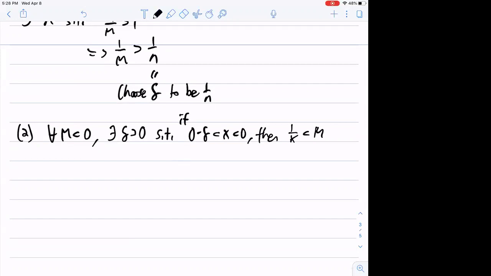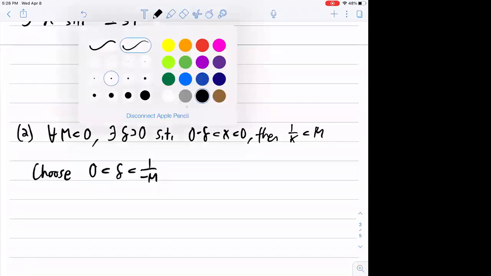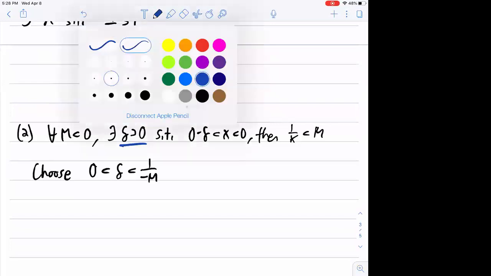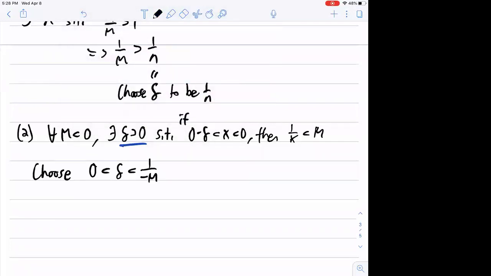So how do we do this? It's the same thing. Hopefully you can all agree: choose 0 less than delta less than 1 over negative m. So same argument as before. Note, I need this negative sign, because here you can't just fast forward and say delta is some close enough negative number to 0, because delta is positive. So your delta has to be positive. In this case, since m was negative, I need a negative sign. So you choose delta such that this holds.